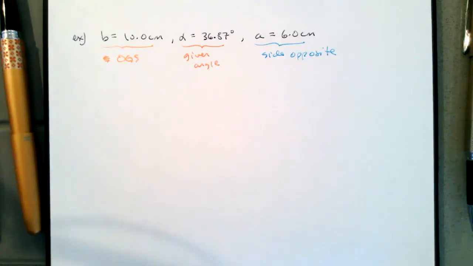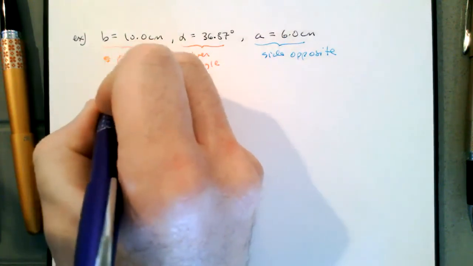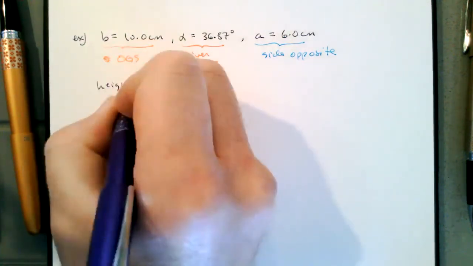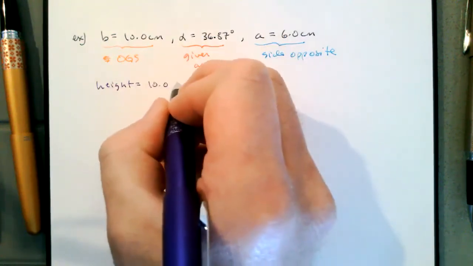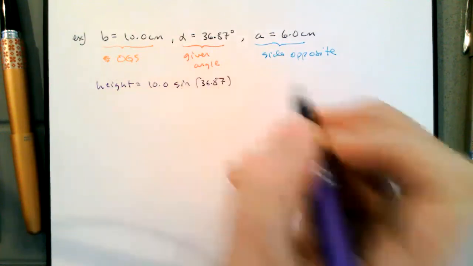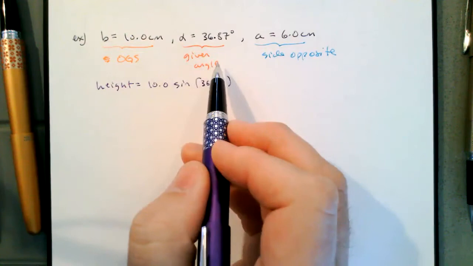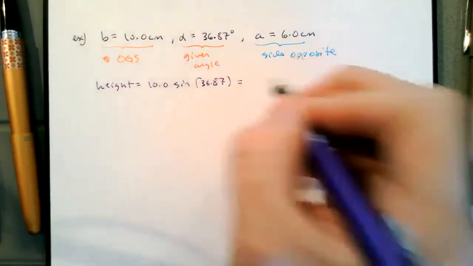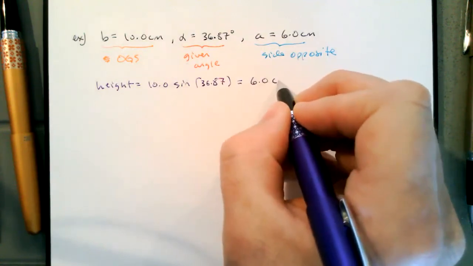So we can calculate the height. The height is just going to be 10 times the sine of 36.87. So take the other given side and multiply by the sine of the given angle to get the height. See, the instructions are starting to sound really weird. And that came out to 6.0 centimeters.